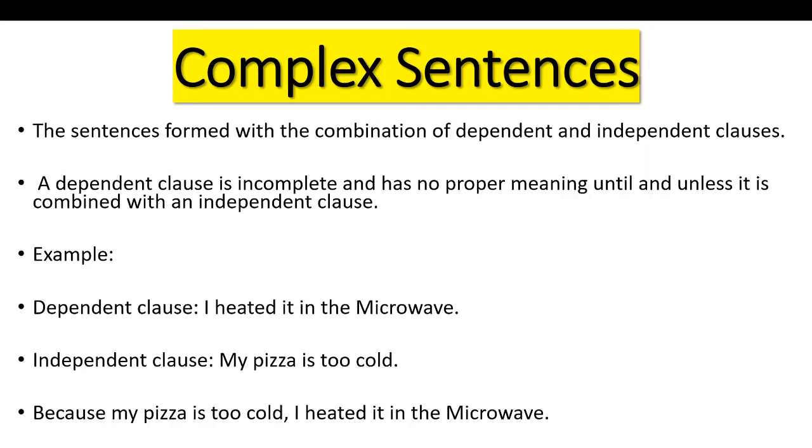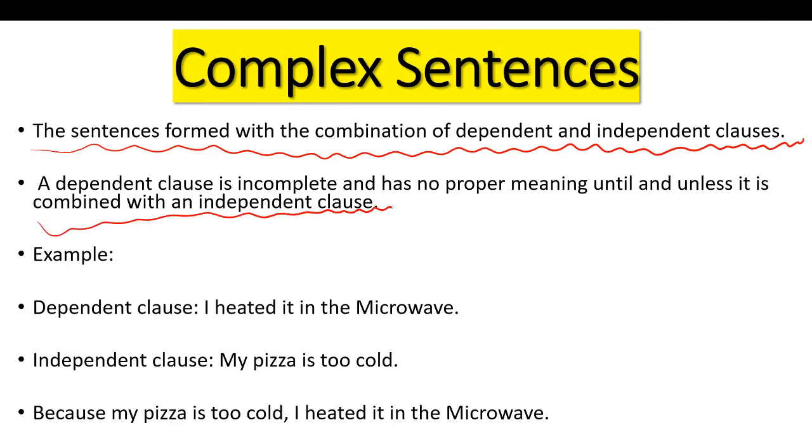Further is the complex sentence. A sentence formed with the combination of dependent and independent clauses is called a complex sentence. A dependent clause is incomplete and has no proper meaning until and unless it is combined with an independent clause. I'm repeating it once again for you.